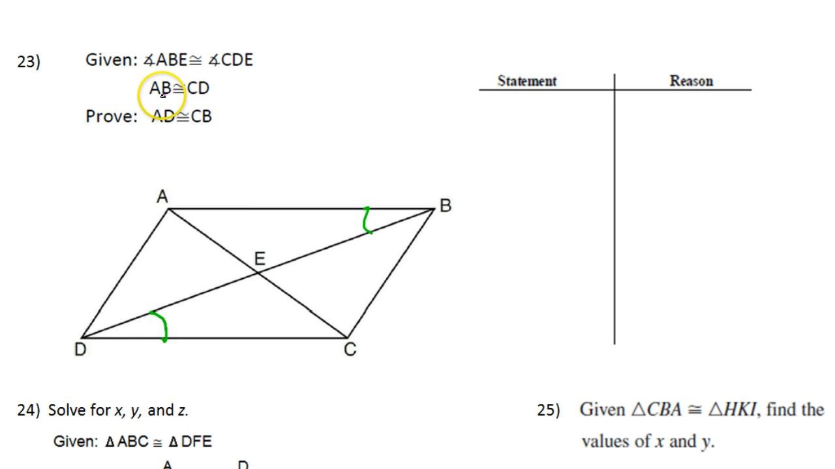Now, segment AB is congruent to segment CD. So there's segment AB and here's segment CD. Now, prove that segment AD is congruent to segment CB. AD, CB. So these will be corresponding parts once we prove the triangles are congruent. So we have to start by proving the triangles are congruent.